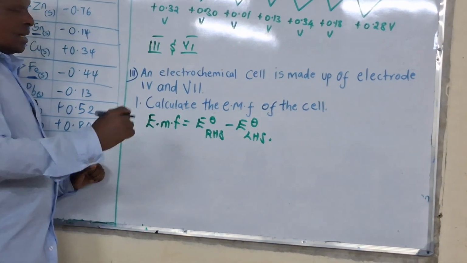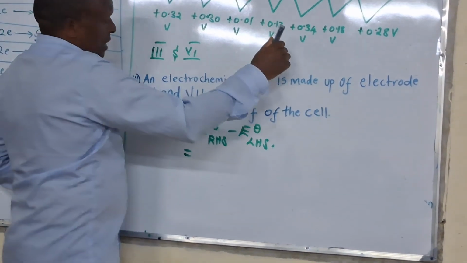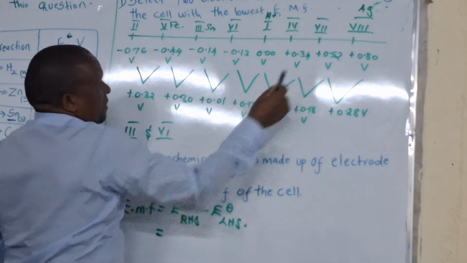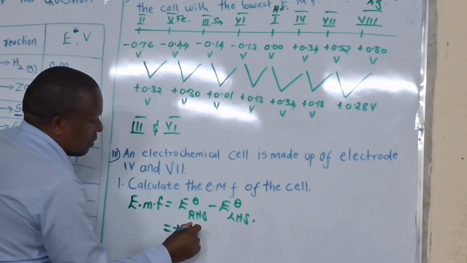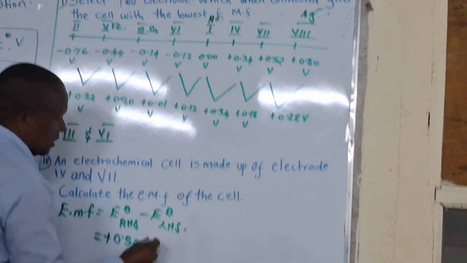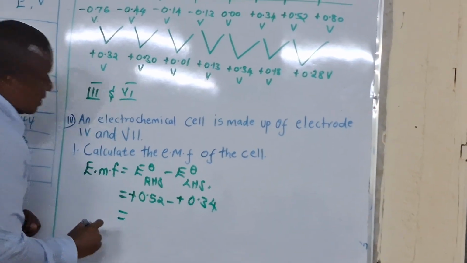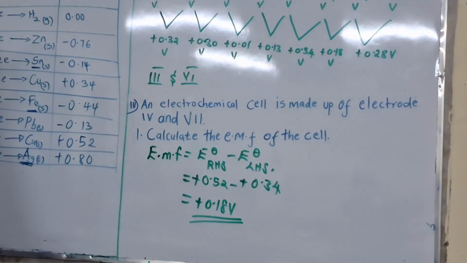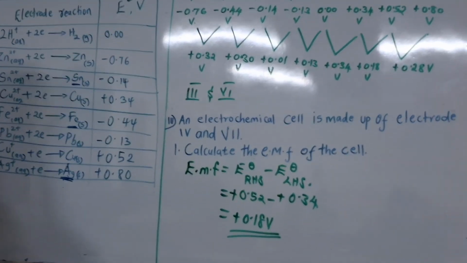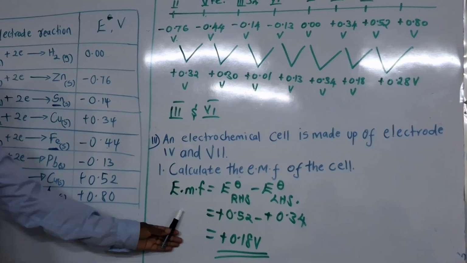Okay? Right minus left. Now between number 4 and number 7, which one is on the right? Right is number 7. So it is positive 0.52 less left, that is number 4, positive 0.34. We subtract as we were doing last time and we got it right. Is it correct? And that is the correct response. The student has asked a very simple question.